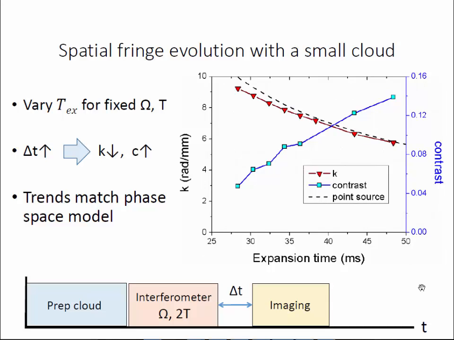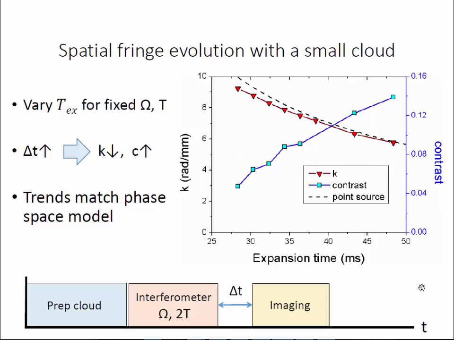The first thing you probably notice is that the spatial fringe frequency is decreasing. And that's just because we have a velocity-dependent phase shift. Basically, what's happening is the atoms with the biggest phase shift are moving further away from the origin, and the phase gradient goes down. But the more interesting thing is that as I go to longer expansion times, I get closer to the point source limit because the correlations between position and velocity are building up.